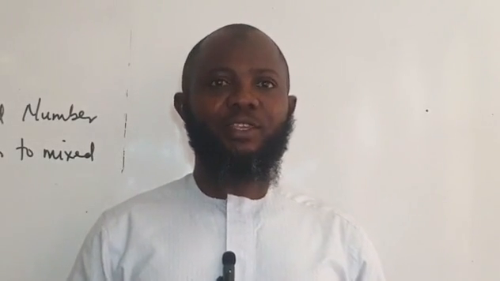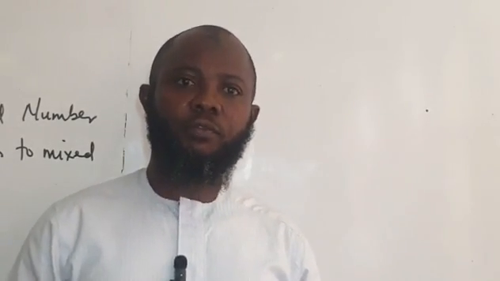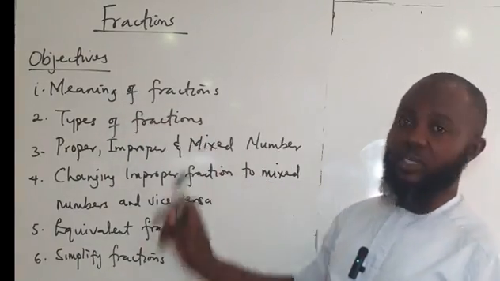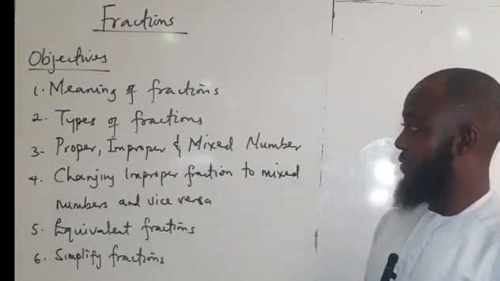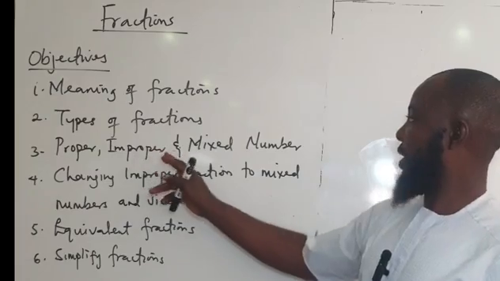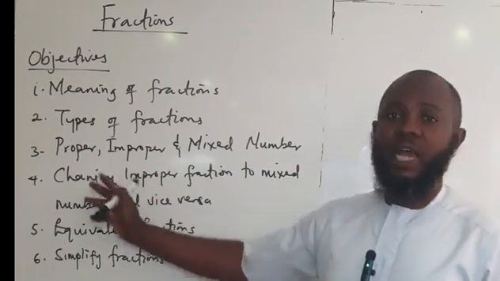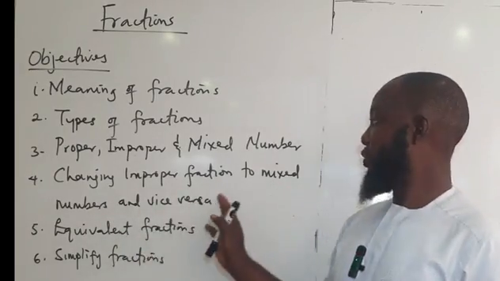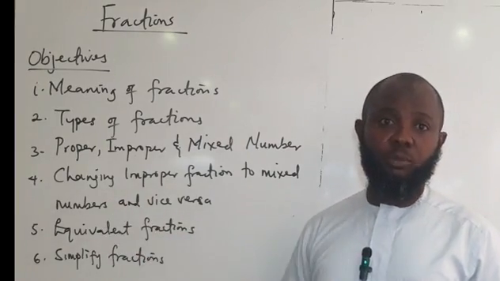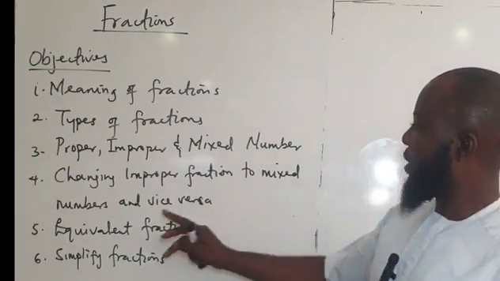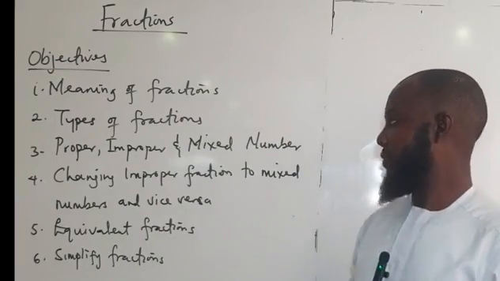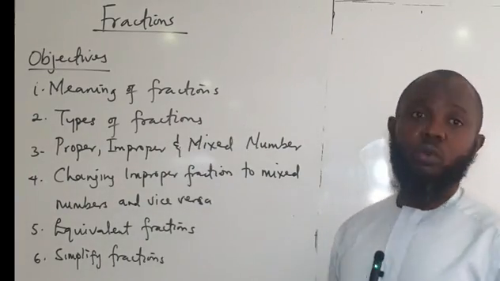So in this class, we'll move to another topic, and that topic is fraction. Under fraction, we'll be looking at the following objectives. We're going to be looking at the meaning of fractions and the types of fraction that we have. We look at proper fractions, improper fractions, and mixed numbers. Then we look at how to change improper fractions to mixed numbers and vice versa. This is how we can take from mixed number back to what? Improper fractions. Then we look at equivalent fractions. After that, we look at simplifying fractions. So these are the objectives we want to cover in this video.